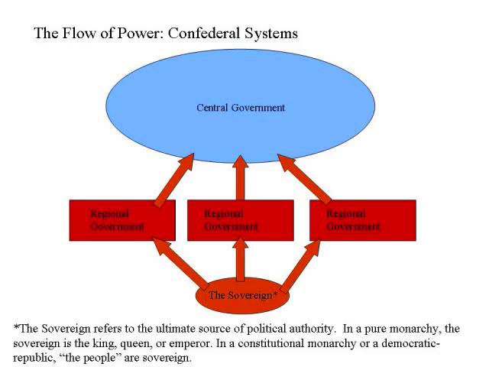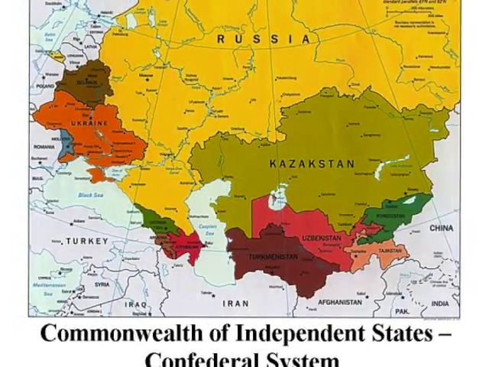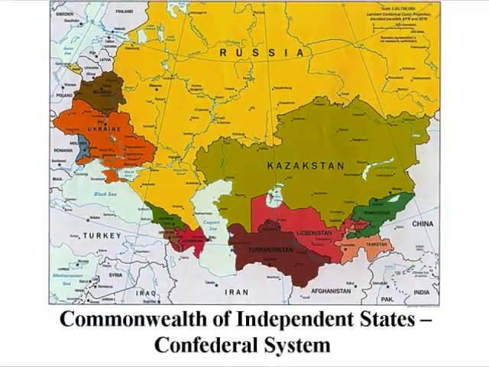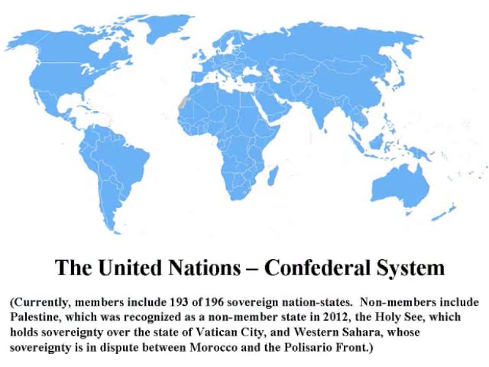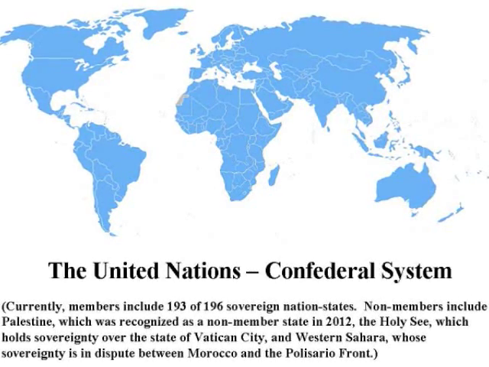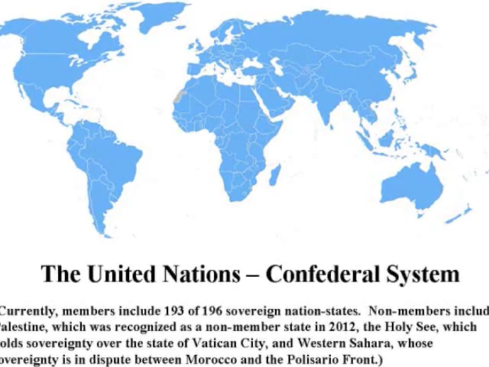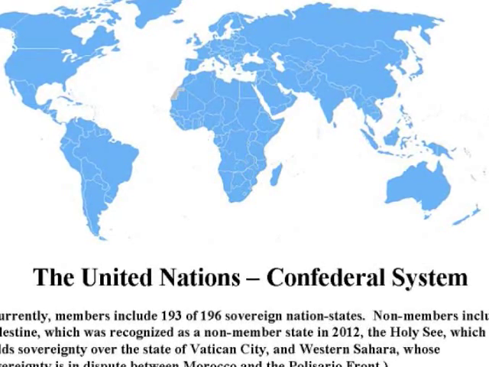Examples of confederacies today include the Commonwealth of Independent States, which emerged from the collapse of the Soviet Union in the early 1990s, and the United Nations, which was chartered in 1945. In the United Nations, the member nations retain full sovereignty, and the central authority of the UN is extremely limited, which is probably why the United Nations is widely perceived as ineffectual.